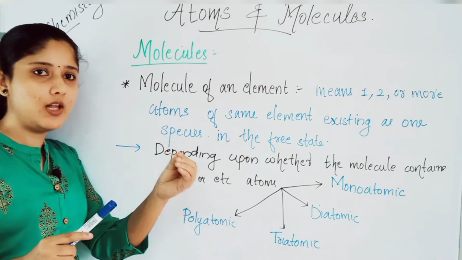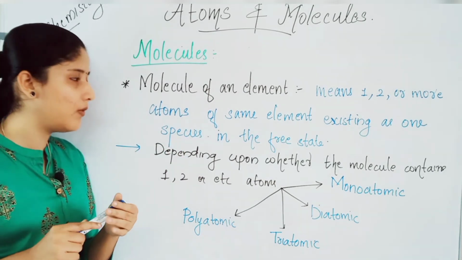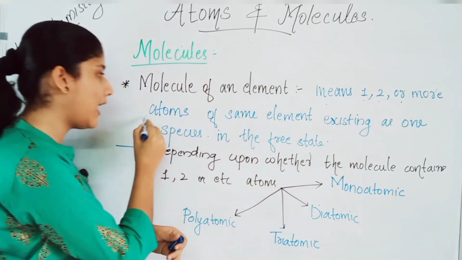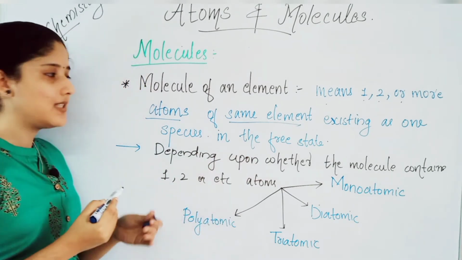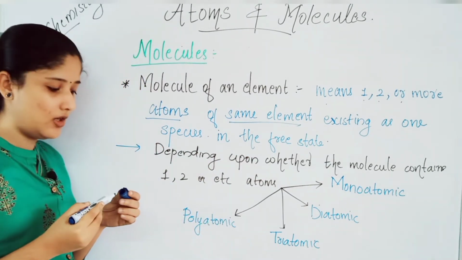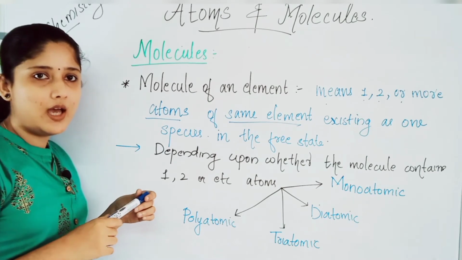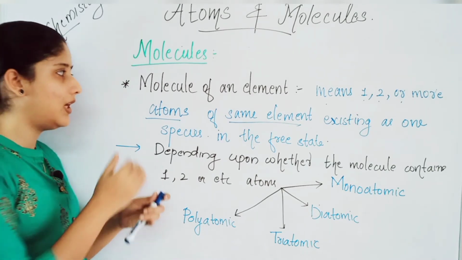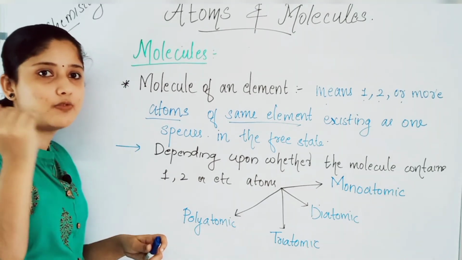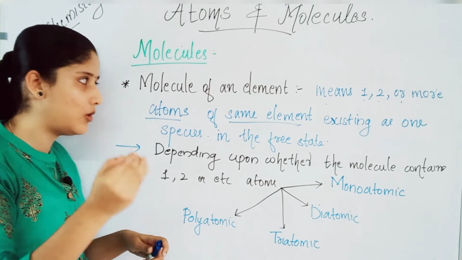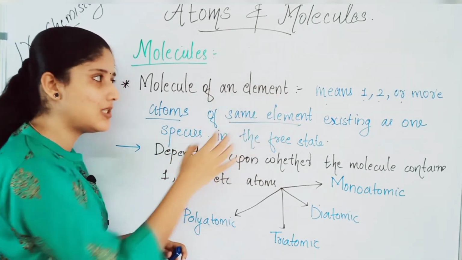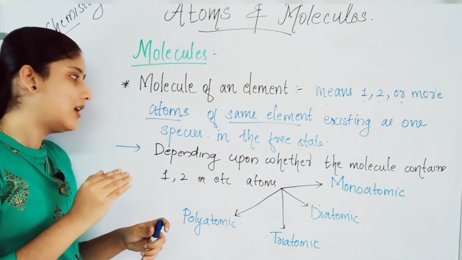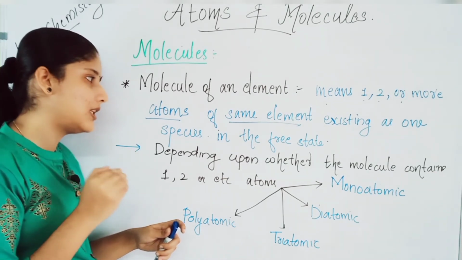That means only one type of element combines to form what? A molecule. Molecule of an element means one, two or more atoms of the same element existing as one species in the free state. Already I told you atoms of the same element or atoms of different elements can combine to form a molecule. We are now discussing the case of atoms of the same element combining to form a molecule.